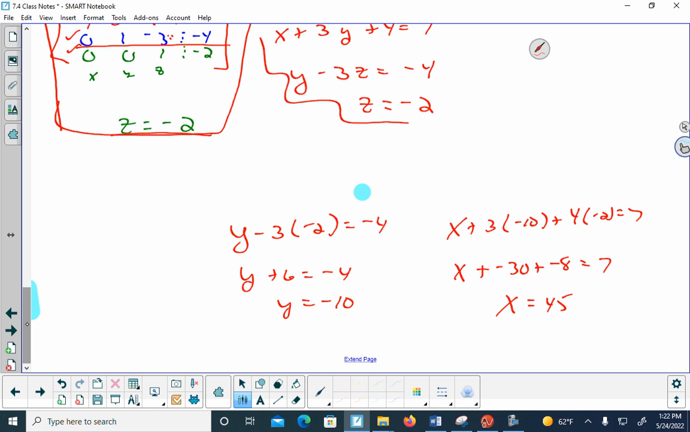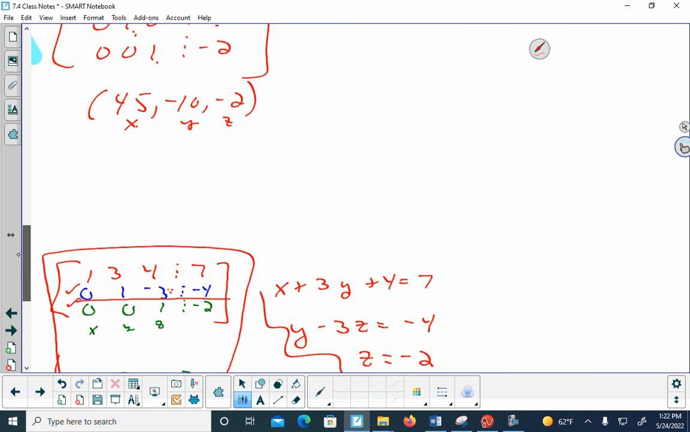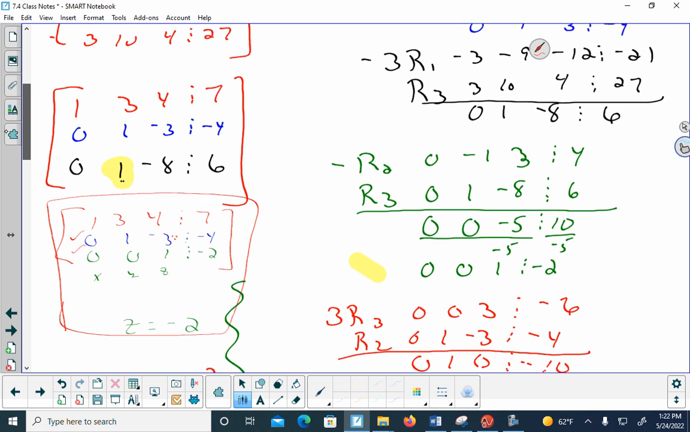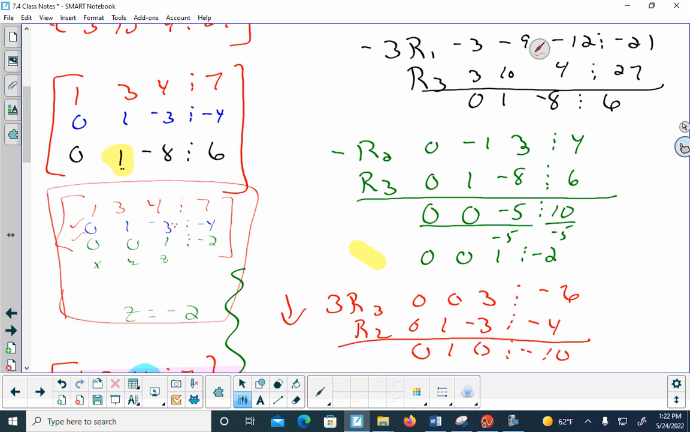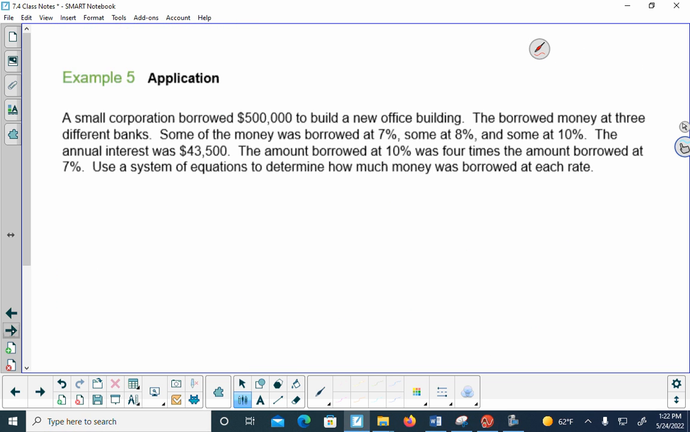I'm still going to get the same answers, but instead of doing those last couple steps from here down, I would just do back substitution instead. Either way is fine, depending on the directions. You know, eventually you are going to have to know how to put something in the reduced row echelon form for a section that we're doing later. All right, let's do an application problem.